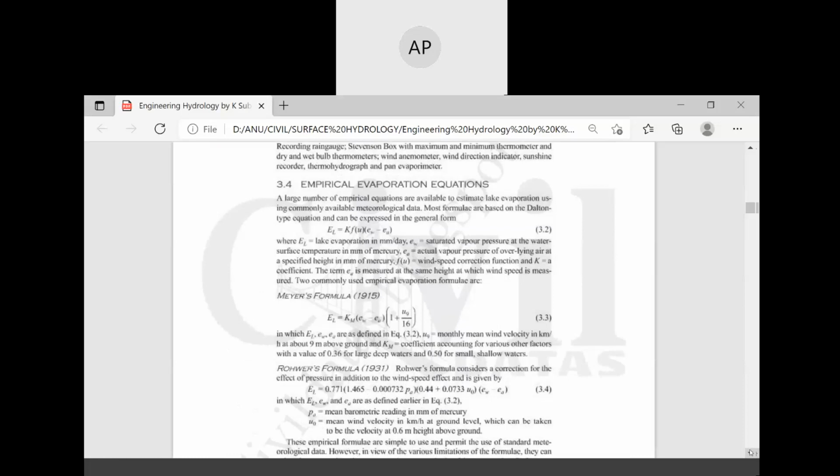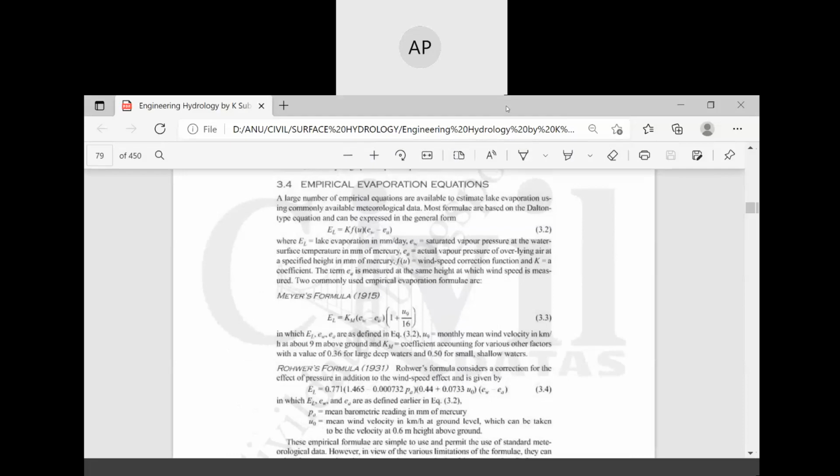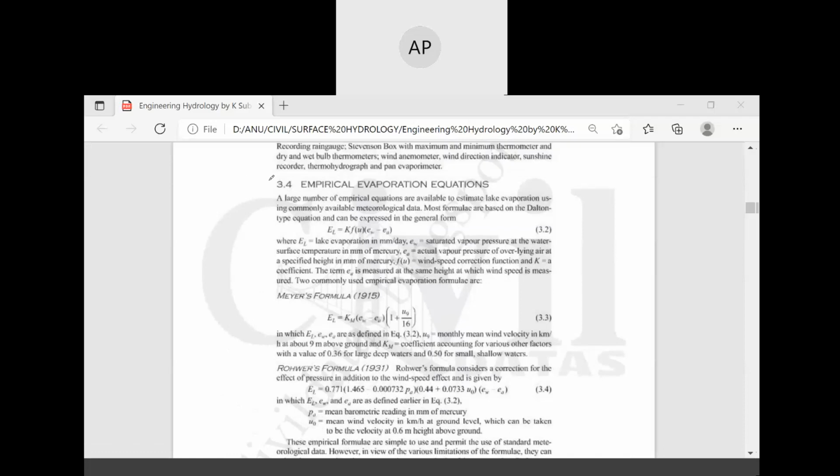And there are some empirical evaporation equations also. Empirical evaporation equations: one is Meyer's formula, Rohwer's formula.